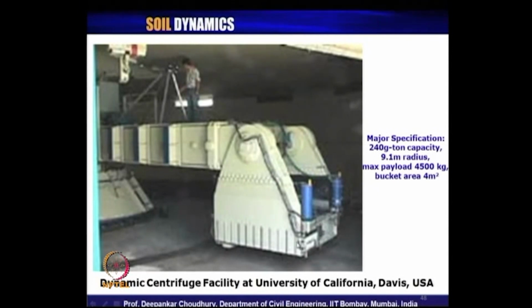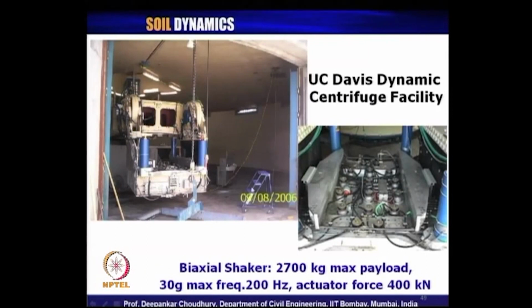So, in this bucket, when they put the sample here for the dynamic test, in this plate they provide the shaking table arrangements. Another specification is that their capacity is 240 G ton, ours is 200 G ton. Maximum payload is 4500 kg, and the bucket area is 4 meters square. So, these are interior details.